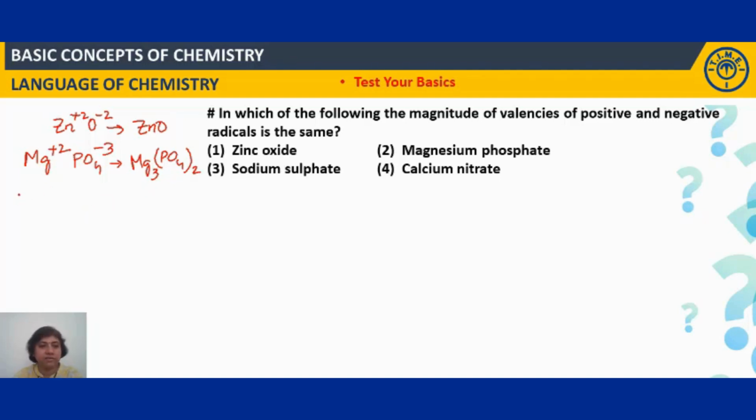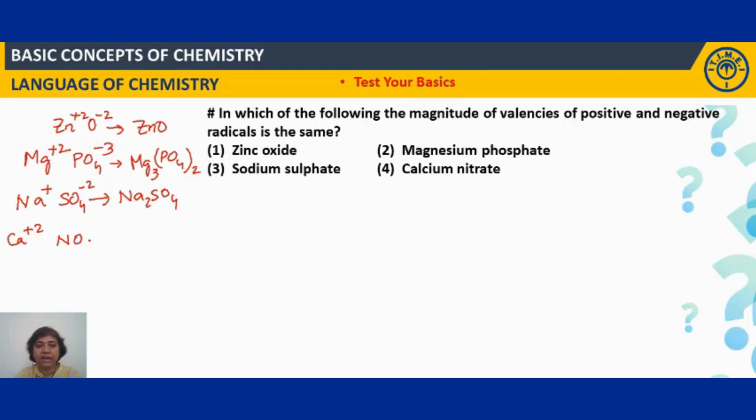Then sodium sulfate, sodium Na plus, sulfate SO4 minus 2. What should be the formula? Crisscross, so Na2SO4. Calcium nitrate, Ca plus 2, nitrate is NO.